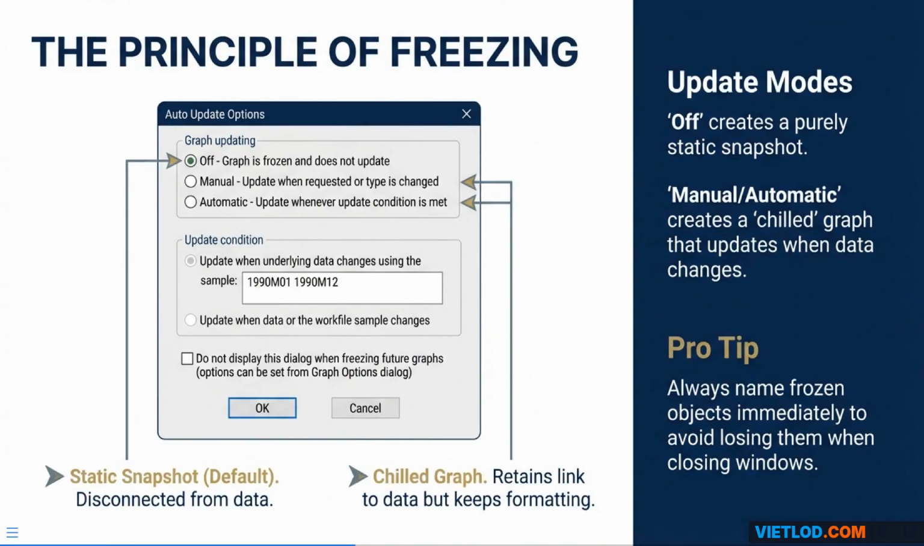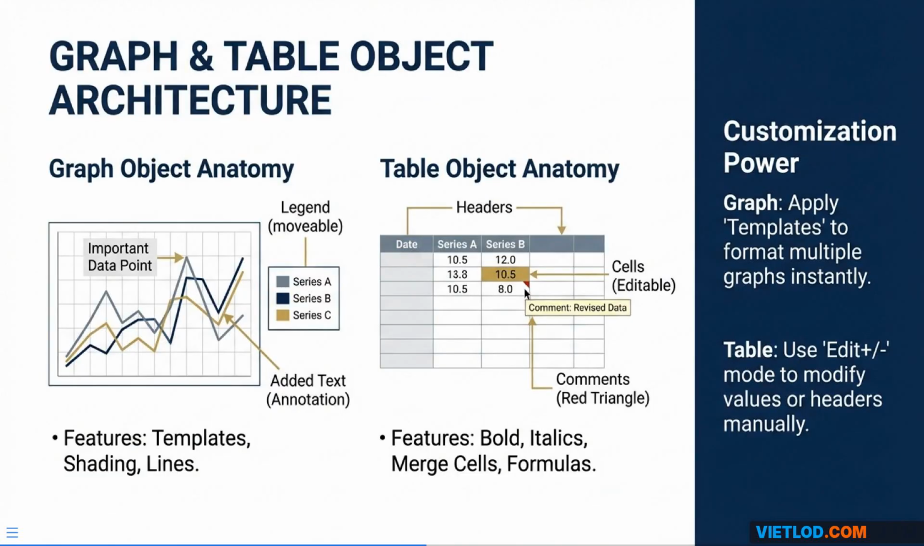This creates what can be called a chilled graph. It retains all your custom formatting, but remains linked to the data. If the underlying data changes, the graph will update its values while keeping your titles, colors, and annotations. A crucial pro tip: as soon as you freeze an object, it exists as an unnamed window. If you close it without saving, it's gone forever. Always give it a name immediately to save it within your work file.